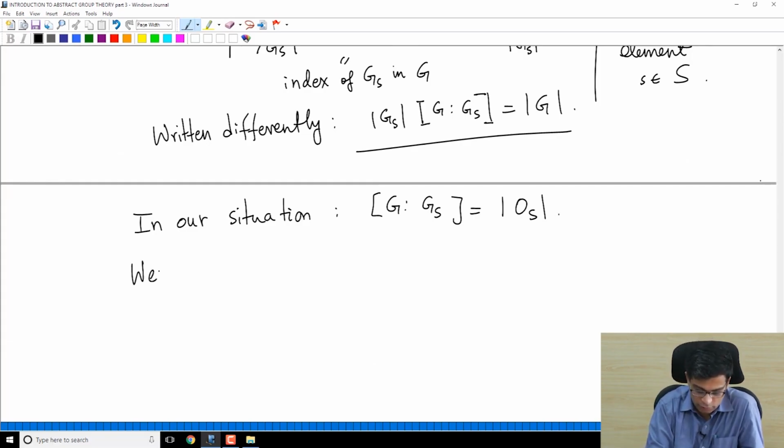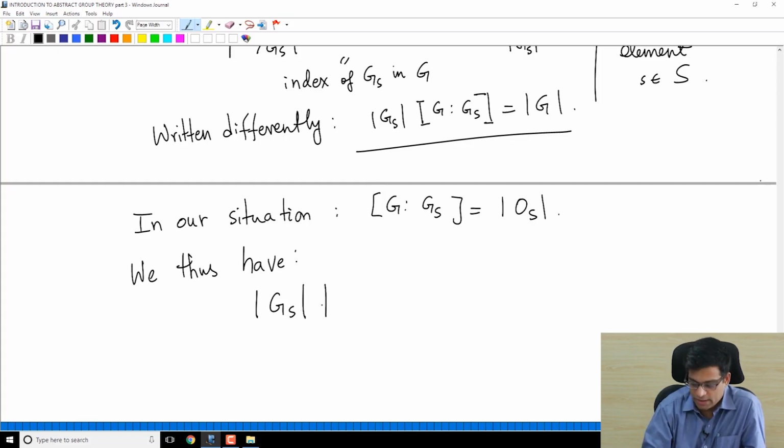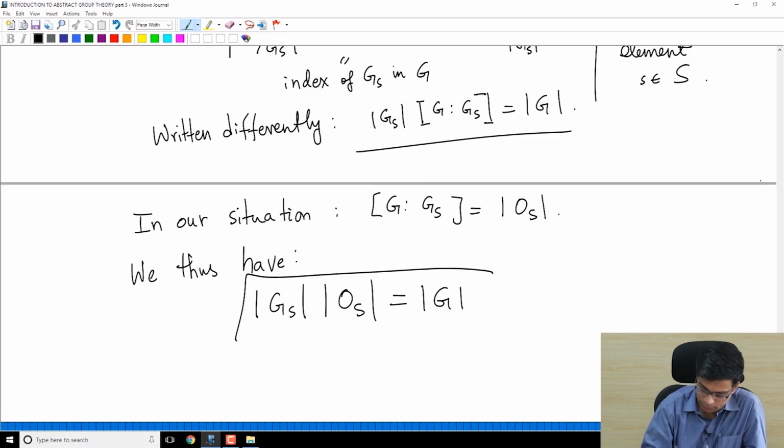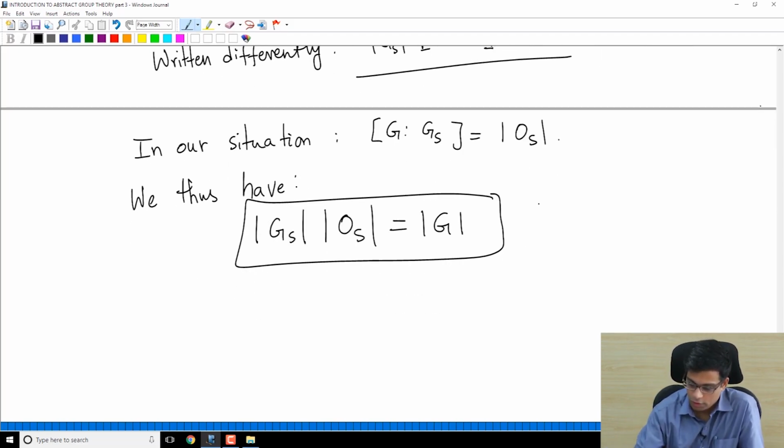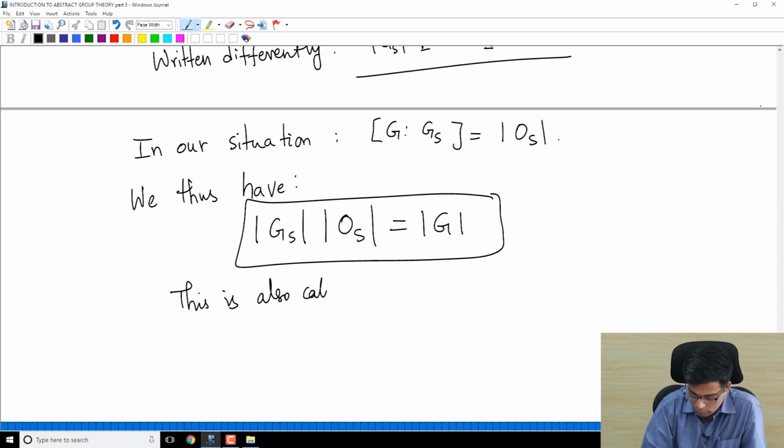So we have the order of the stabilizer times the size of the orbit is equal to the order of the group. This is a very important application of the theorem that we proved and the counting formula. This is also called a counting formula.